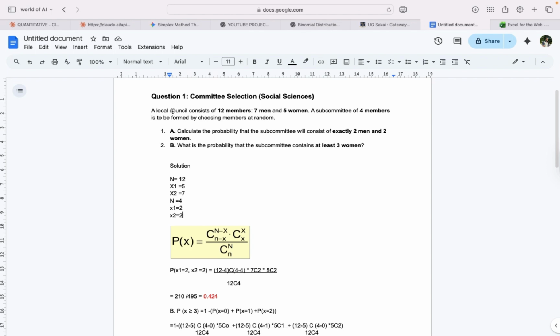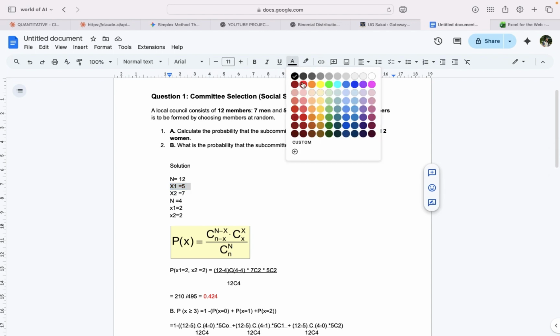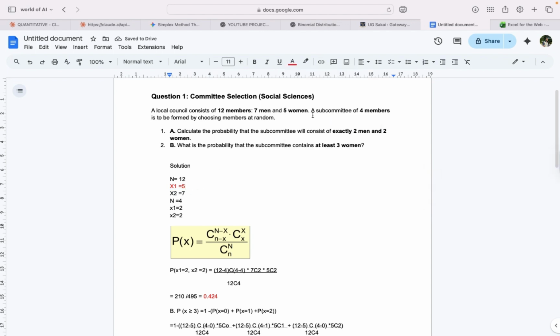We said that the local council consists of 12 members, so the total number is represented by capital N, which is 12. 7 of them are men and 5 are women. Then they say a subcommittee of 4 members is to be formed by choosing members at random. These are the subcommittee, the 4 members. That's our n, it's supposed to be small n, so our small n is the 4 members.